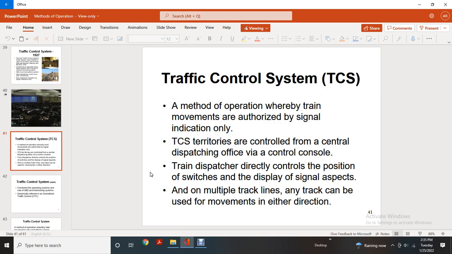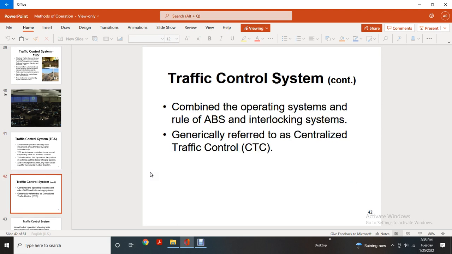Traffic control system is a method of operation whereby trains move with authority by signal indication only. Traffic control system territories are controlled by a central dispatcher at a control console. Train dispatchers directly control the position of switches and the display of signal aspects. On multiple tracks, any of the tracks can be used for movements in either direction. Traffic control systems continue to be combined with the appropriate rules for the automatic block system and interlocking system, and are in general referred to as centralized traffic control.